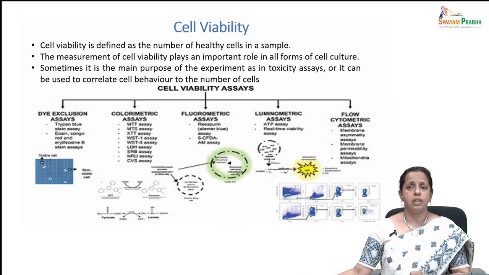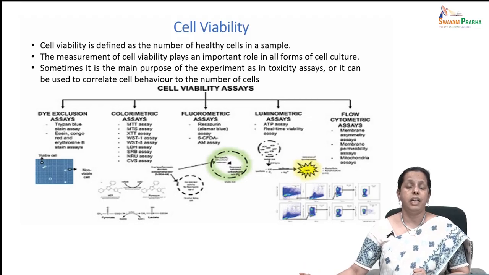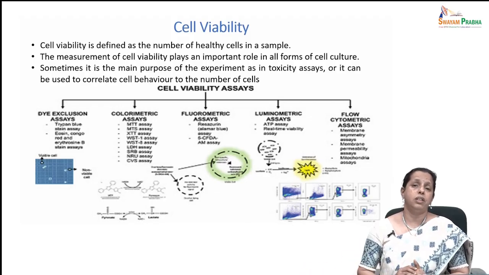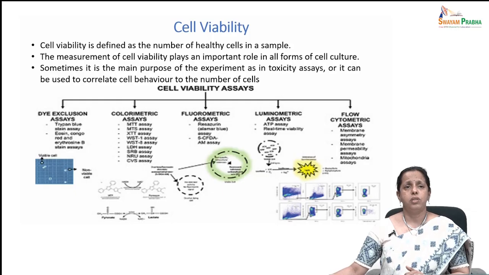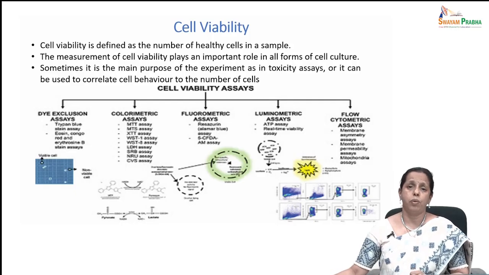So regardless of the types of cell-based assays used, it is important to know how many viable cells are remaining at the end of a treatment with a particular drug. There are many varieties of viability assays, as we have shown. Importantly, we have the trypan blue stain assay, the eosin and Congo red assays. This is a very important, key basic experiment in cell biology, where the dead cells take up the trypan blue and the live cells don't.